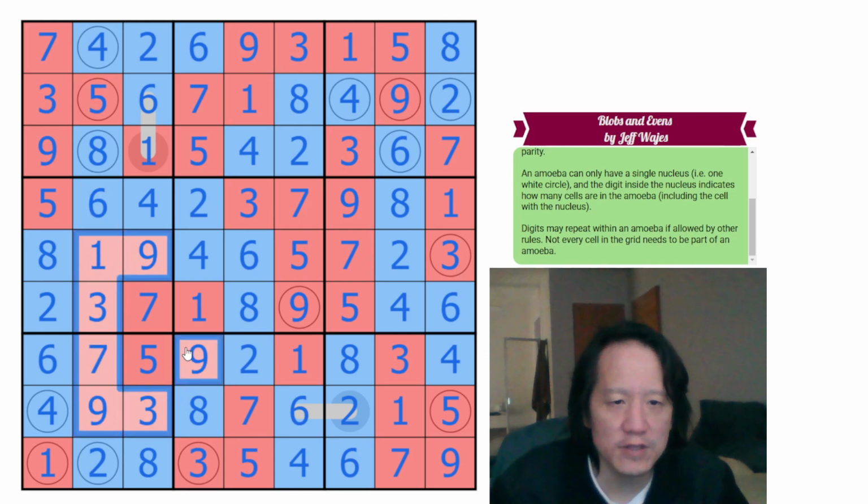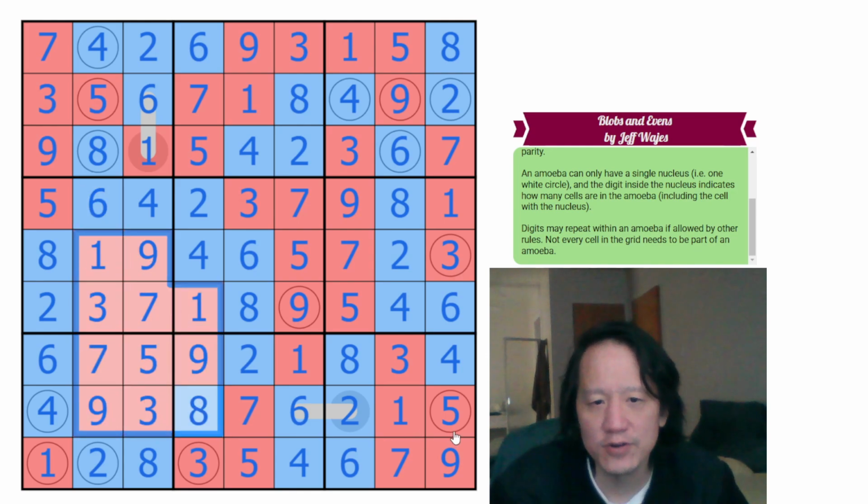So it's specifically these cells do not have an amoeba. I think everything else does. Yeah.